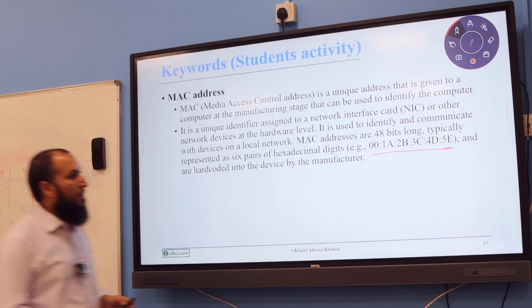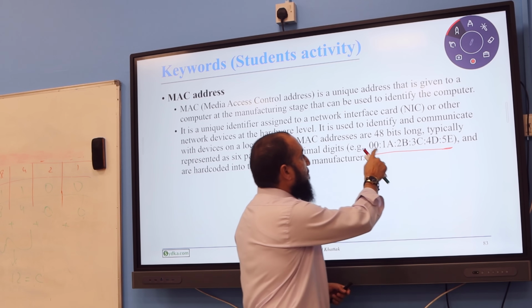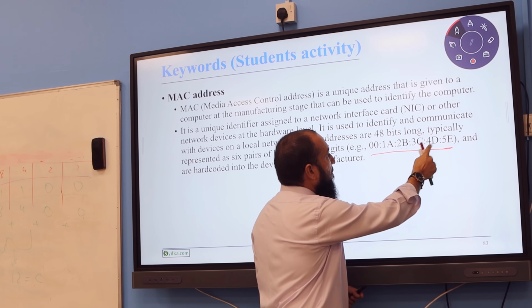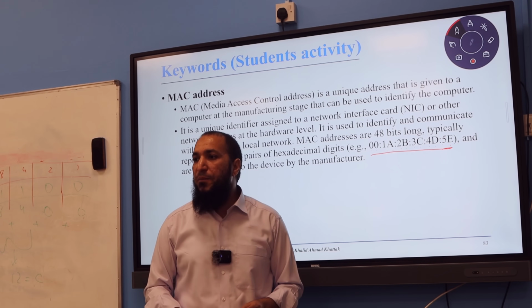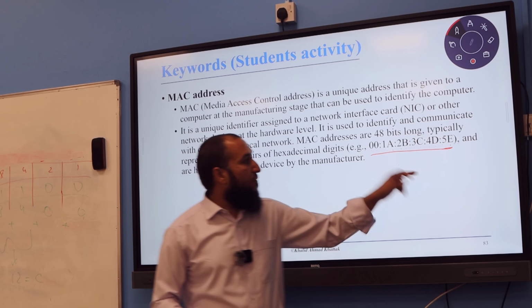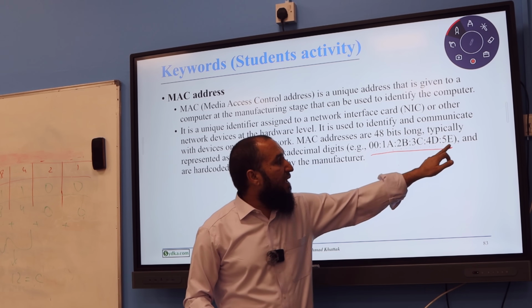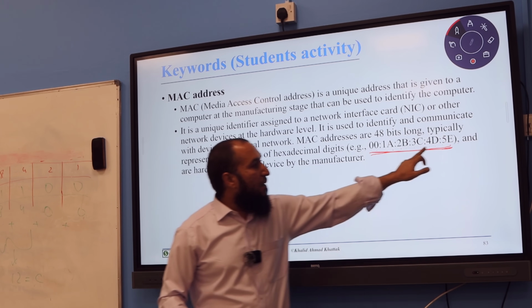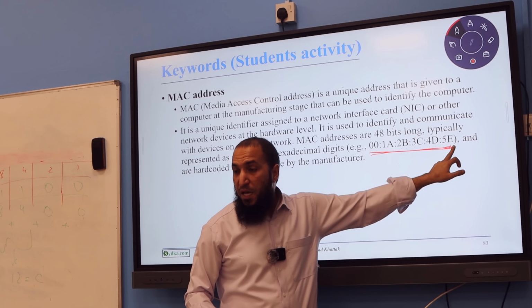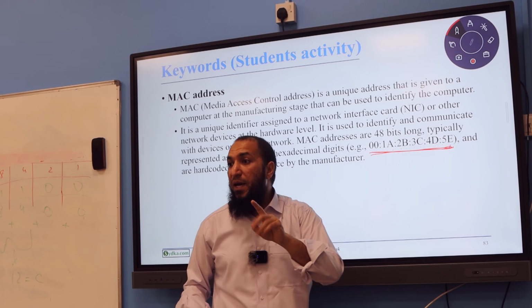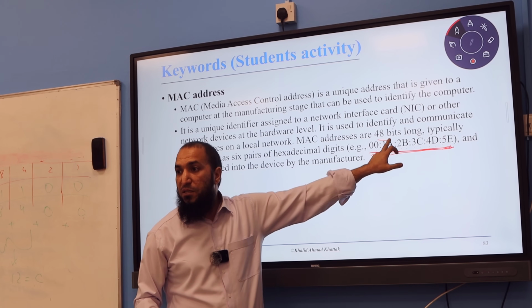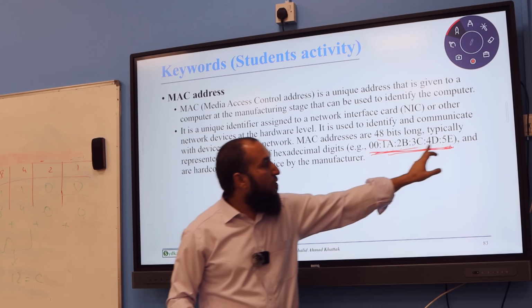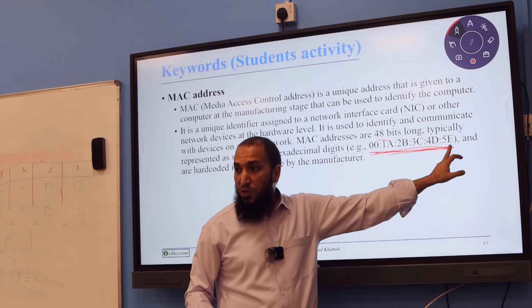How is it 48? 1, 2, 3, 4, 5, 6, 7, 8, 9, 10, 11, 12. Why is it 48-bit, Yahya? Because, can you see here, these are all hexadecimal numbers. And we said each hexadecimal digit is 4-bit. So these are 12. 12 times 4 is 48. That's why. So it's easy to memorize or read.